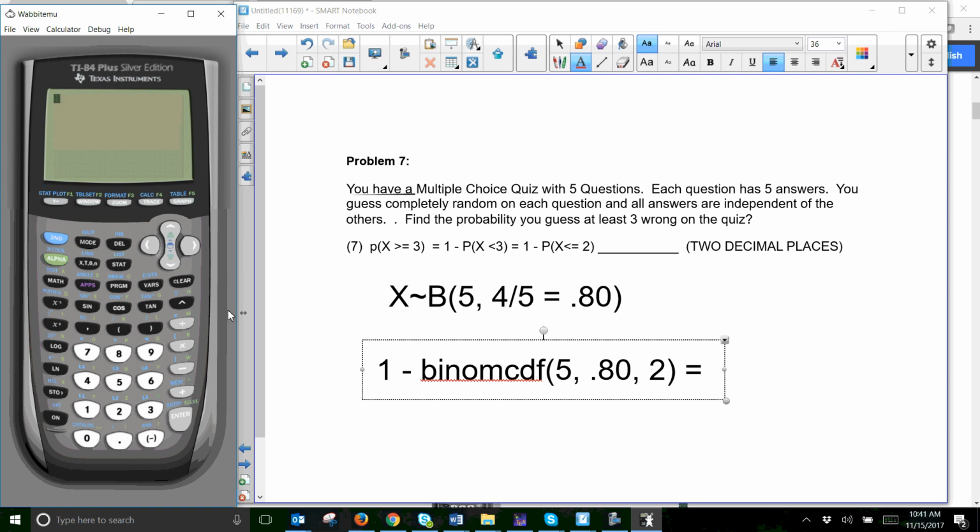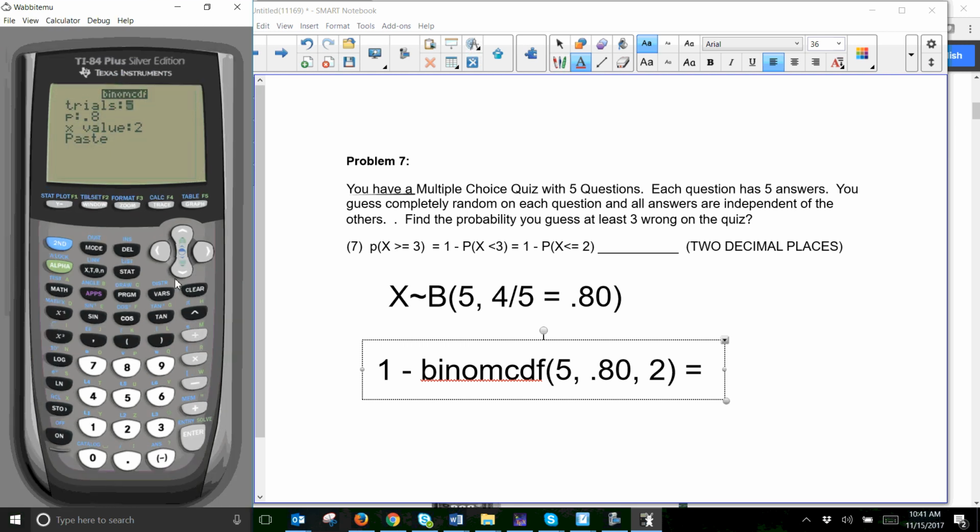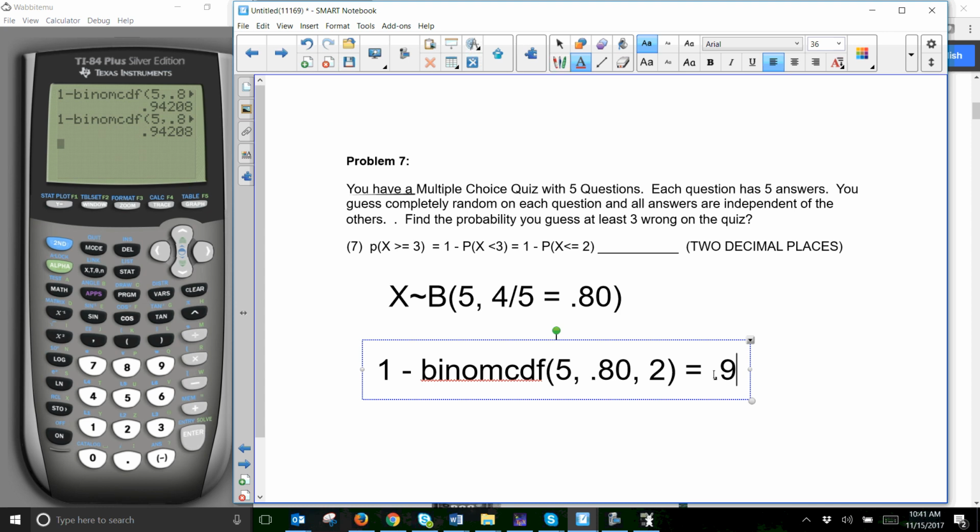All right, let me just do it again. 1 minus second bars, binomial CDF, 5 trials, 0.8, 2. So we're going to have to paste. We get 0.94. Okay, hope that helps.